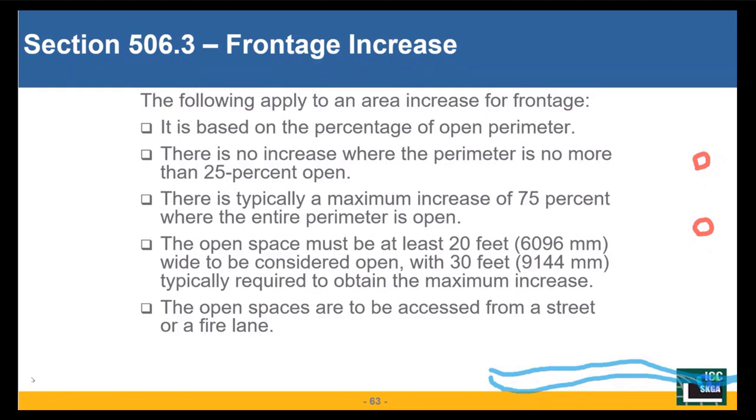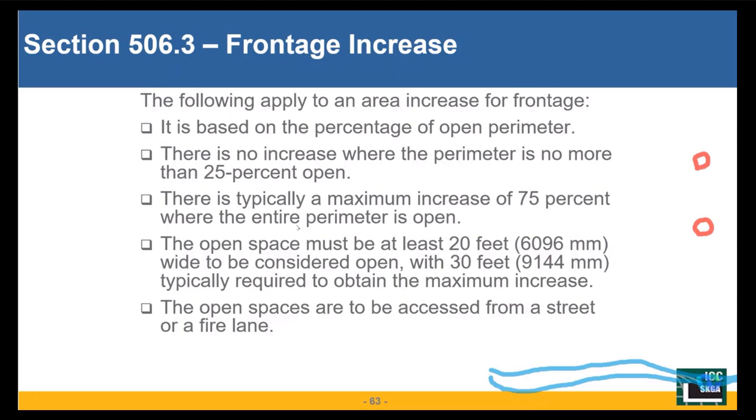And this is the increase that the code allows you to use to allow for fire department access and rescue. It's based on the percentage of the open perimeter of the building. There is no increase permitted where the perimeter is no more than 25% open. So if it's 25% open or less, you don't get an area increase. There's typically a maximum increase of 75% when the entire perimeter is open. So when the entire perimeter is open, you increase your allowable area by not more than 75%.